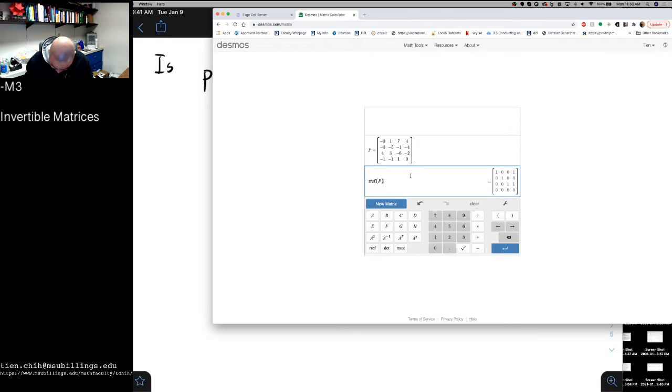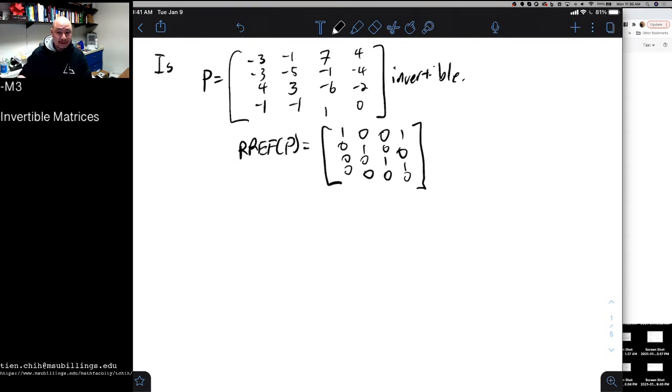We get that the reduced row echelon form of P is 1, 0, 0, 0, 0, 1, 0, 0, 0, 0, 1, 0, and then 1, 0, 1, 0. Alright. So, the last time we saw was that when the reduced row echelon form was the identity matrix, that meant that the matrix was invertible.